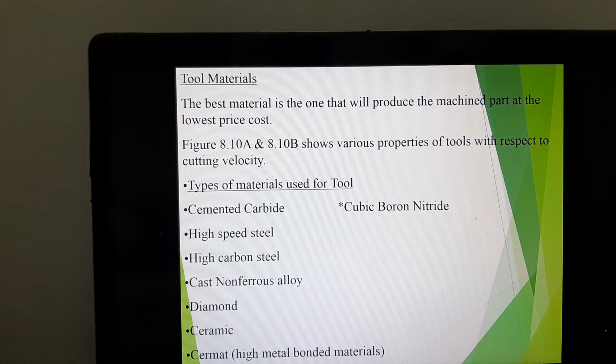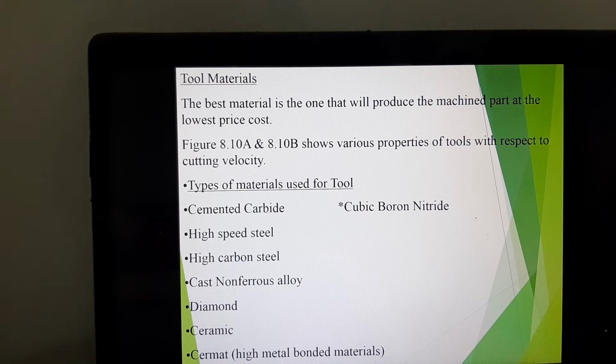Okay, so you always wonder, in the manufacturing processes class, did you ever ask your instructor what the cutting tool is made of? So you should have asked, what is your lathe cutting tool made of? What is your milling machine cutting tool made of? There are several materials that are used as a cutting tool material. If you see the list given to you, you have cemented carbide, high-speed steel, high carbon steel, cast non-ferrous alloy, diamond, ceramic, cermet, which is a mixture of ceramic and metal, and cubic boron nitride.